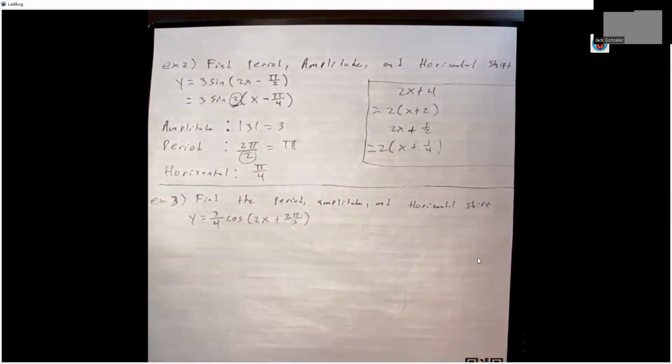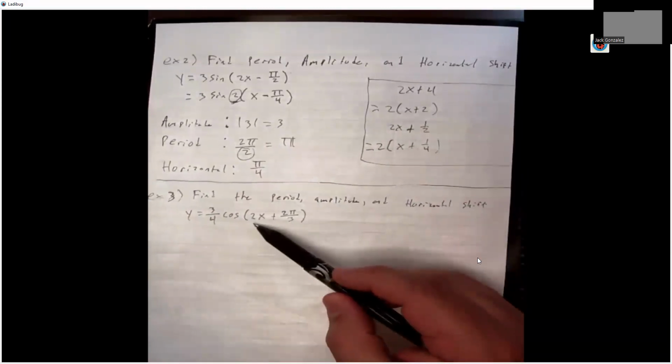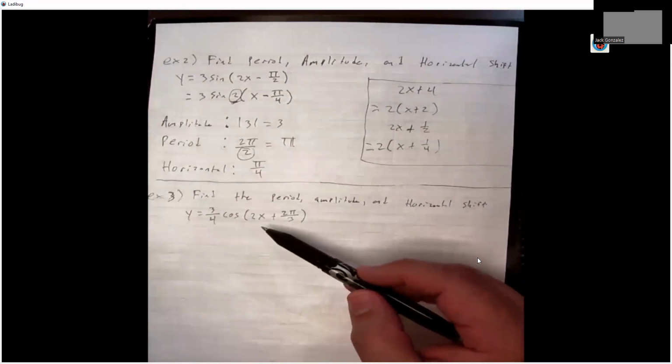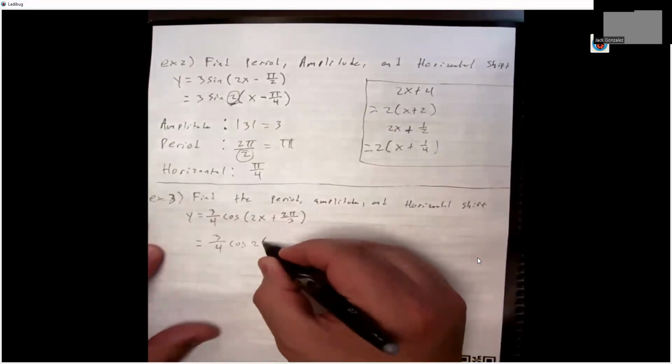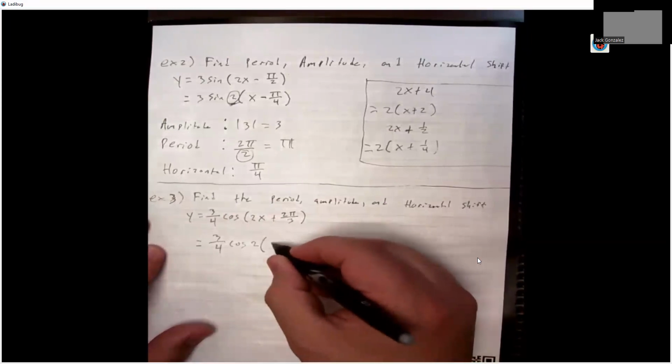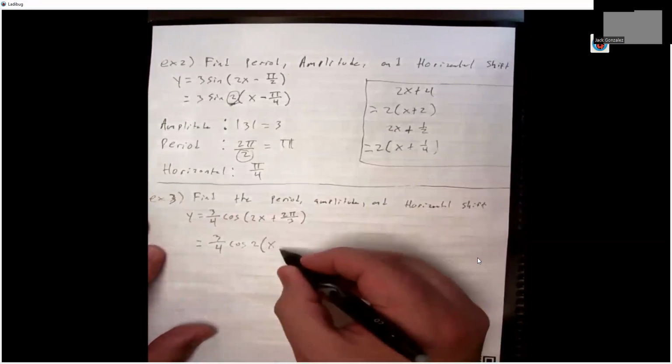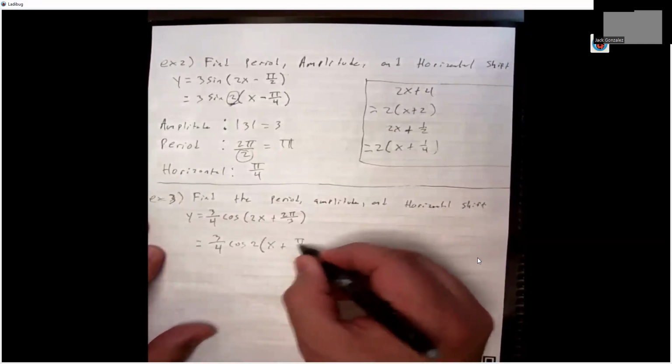Okay. The first thing is factor the 2, it's again a 2 this time. Factor the 2. Is this 2 pi over 3? 2 pi thirds, yeah. 2 pi over 3. So factor 2 and we will get x plus, right?